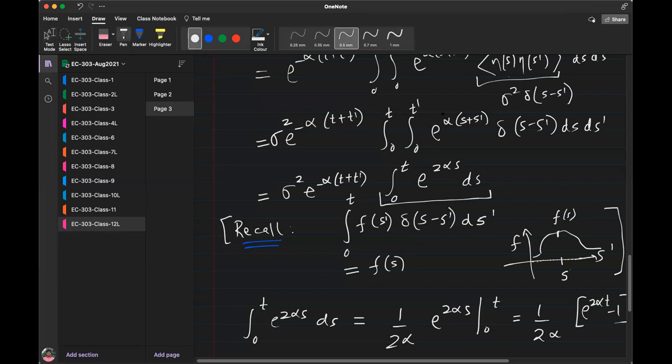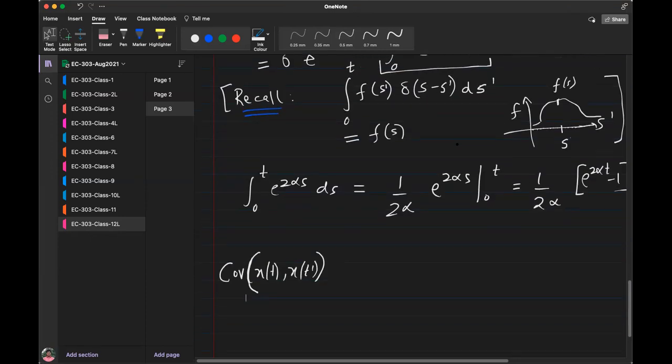You can think of it as e power alpha s has come out because I'm integrating only over s prime now. So what I have is e power alpha s prime times delta of (s minus s prime) times ds prime. That's the integration I have done, and that will be e power alpha s. Okay. Thank you for asking.